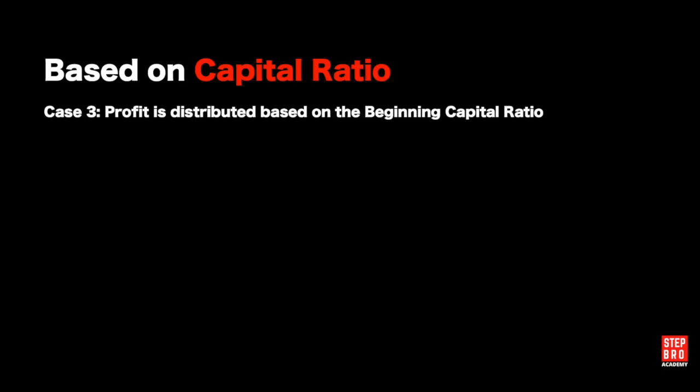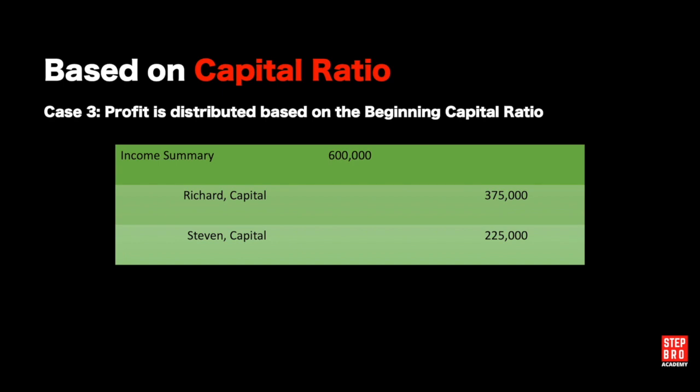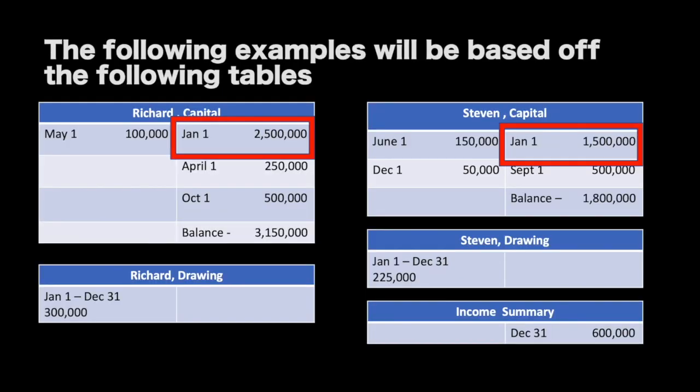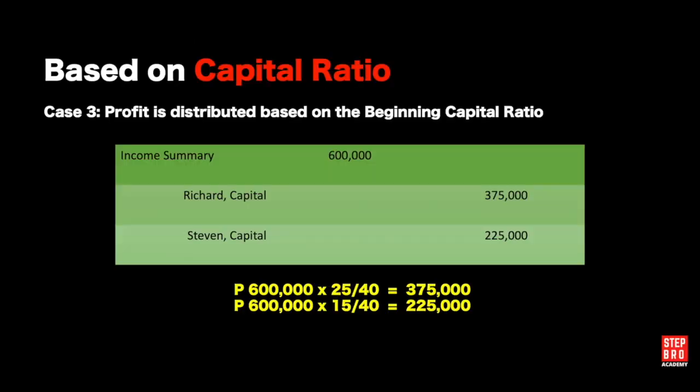Now, based on capital ratio, profit is distributed based on the beginning capital ratio. Now, the beginning capital for Richard is 2.5 million. The beginning capital for Steven is 1.5 million. So you can see, since the income is 600,000, all you have to do is 600,000 times 25 over 40 is equal to 375,000. That's Richard's capital. And Steven's capital, you can do 600,000 times 15 over 40 is equal to 225,000. That's Steven's capital.